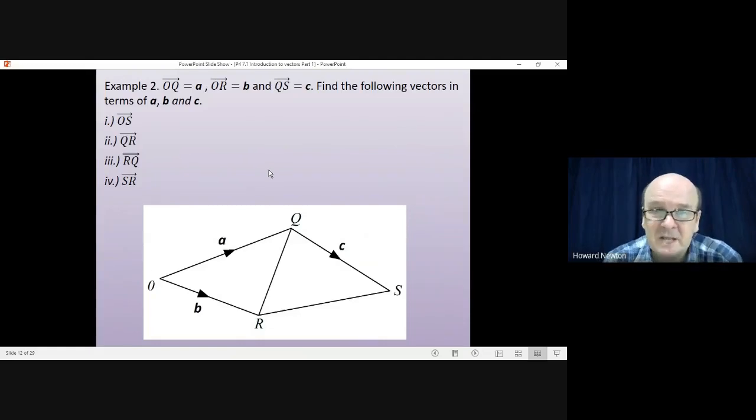Okay, example 2 is exactly the same idea. I'll let you have a go at working your way through the whole of this yourself. So pause the video, come back to me when you're ready.